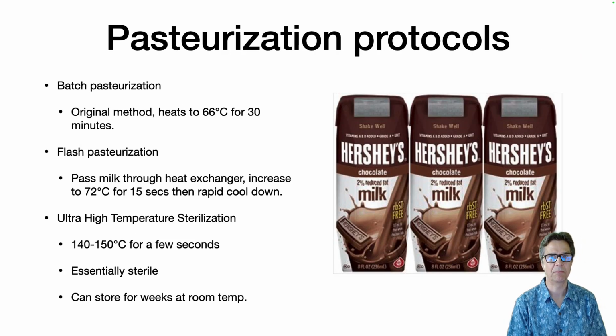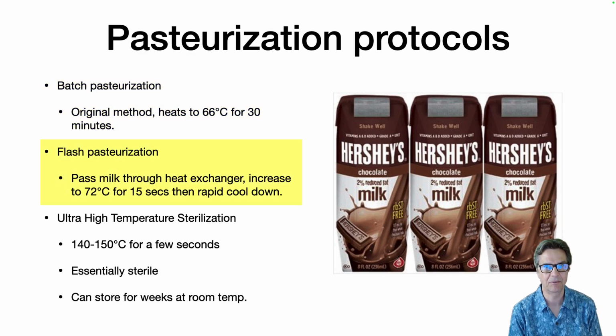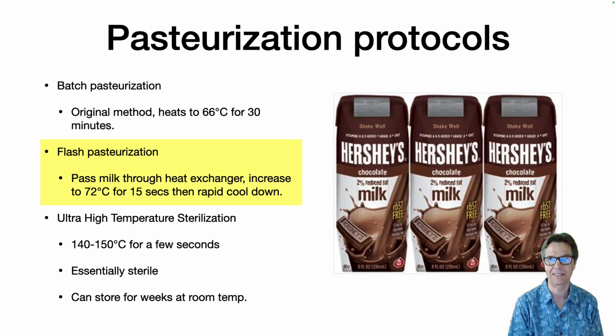There are three popular methods of pasteurization. The original batch method consisted of heating a sample to 66 degrees Celsius for 30 minutes. Scientists discovered that raising temperatures just 6 degrees, to 72 degrees Celsius, shortened the time necessary for treatment to 15 seconds.